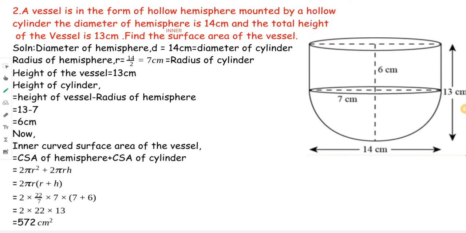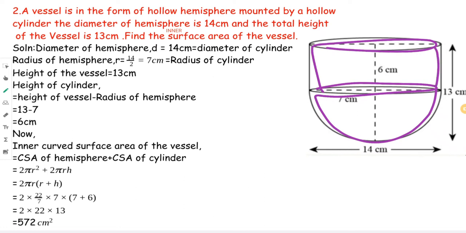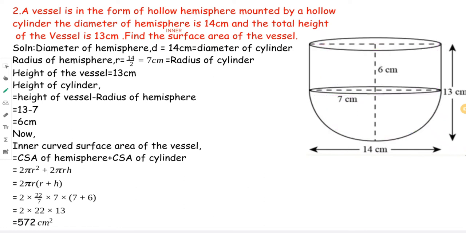Number 2, a vessel in the form of a hollow hemisphere mounted by a hollow cylinder. Okay, so there's a hollow hemisphere here, and then on top of it there's a hollow cylinder mounted, right? And they've given us the diameter of the hemisphere equals 14 centimeter. From here till here is 14 centimeter.